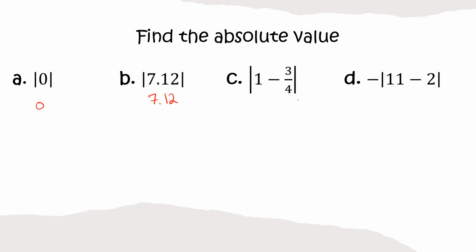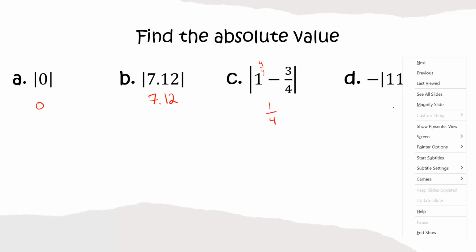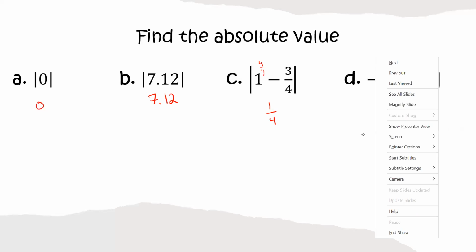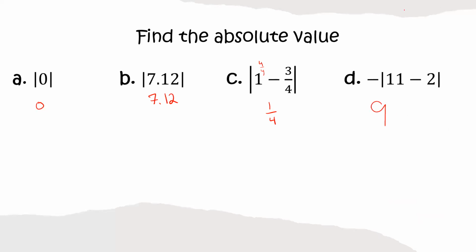Now, absolute value is also a symbol of inclusion. So that means we have to follow the order of operations inside of the absolute value. So we've got 1 whole minus 3/4. We turn that whole into a fraction that equals 4/4, and then 4 minus 3 is 1/4. Now, of course, we do the math here. 11 minus 2 is 9. But we have this negative on the outside of the absolute value, so we just apply it afterwards.